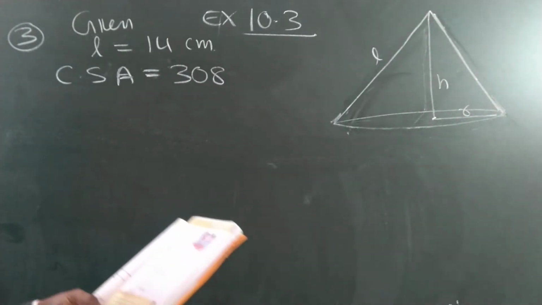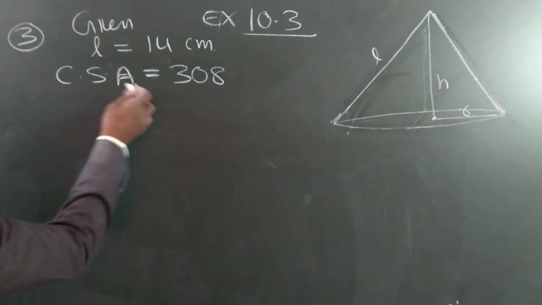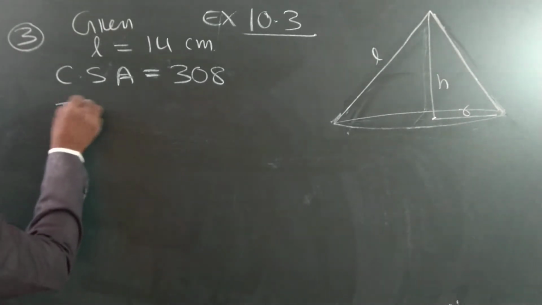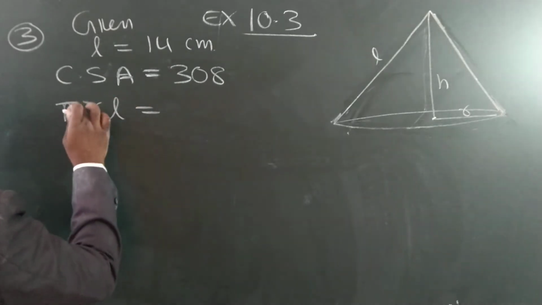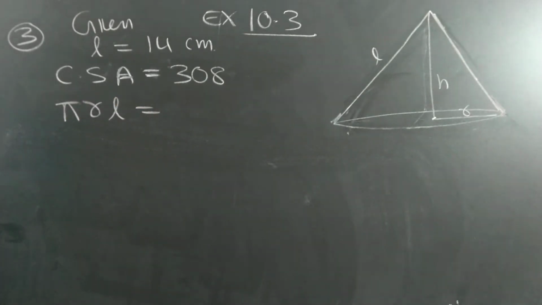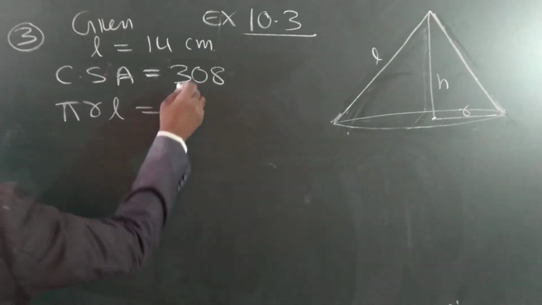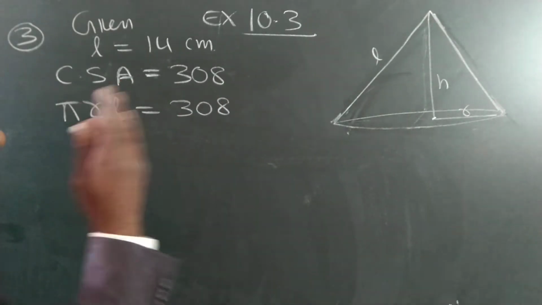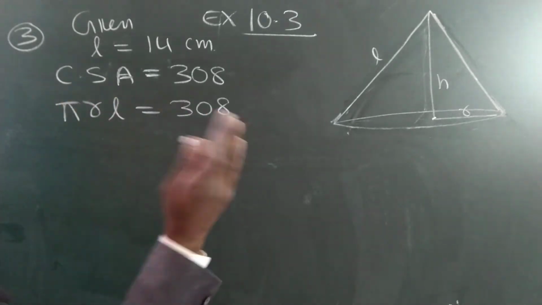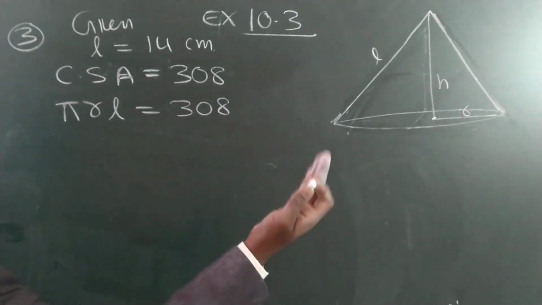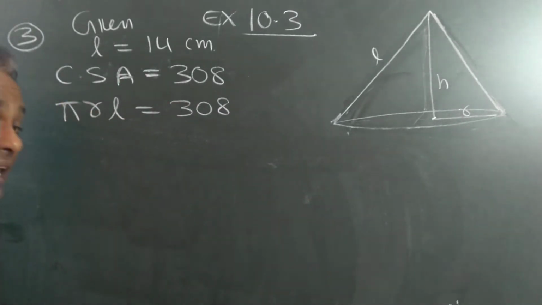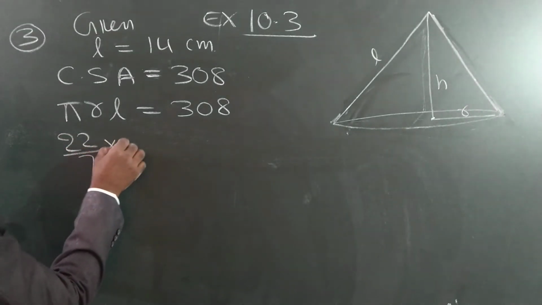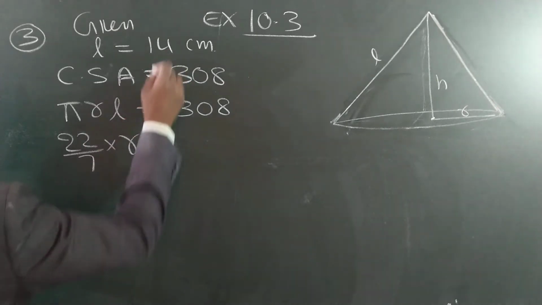Now, the curved surface area formula. See the formulas list. Curved surface area formula is pi RL. Curved surface area is equal to pi RL is equal to 308. Lateral surface area or curved surface area, both are the same. The formula for curved surface area of the cone is pi RL. Pi is 22 by 7. R is R only, we don't know. L is 14.